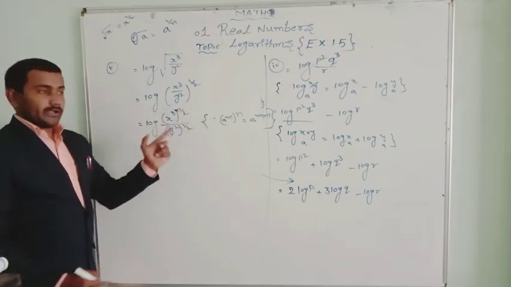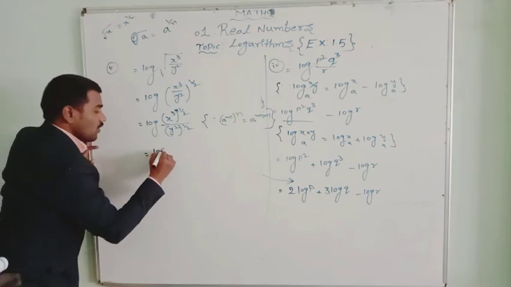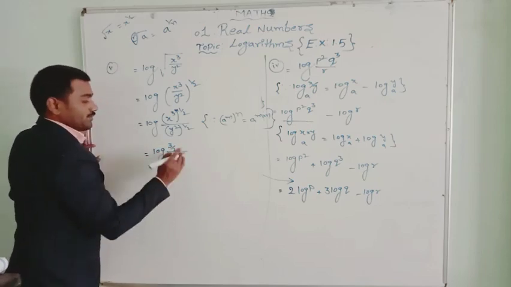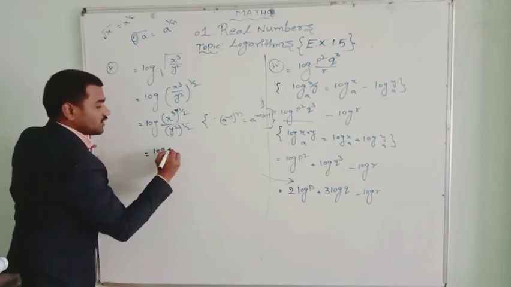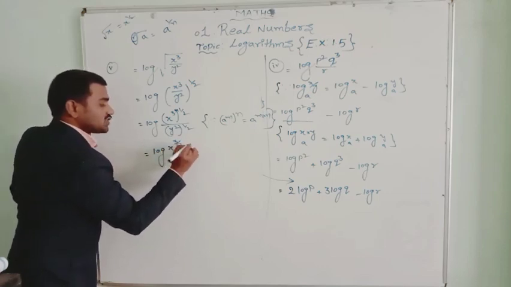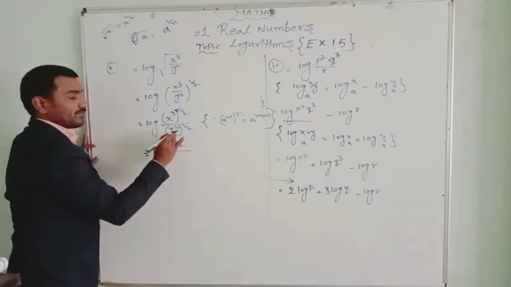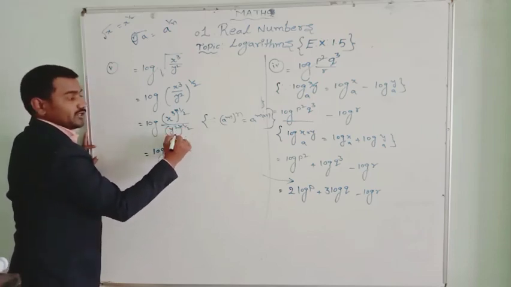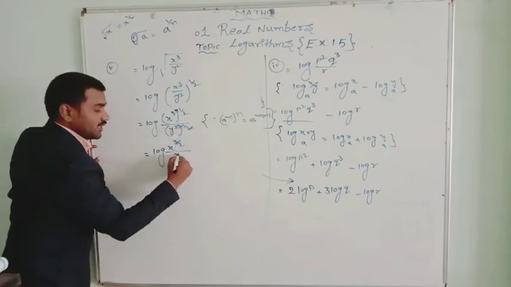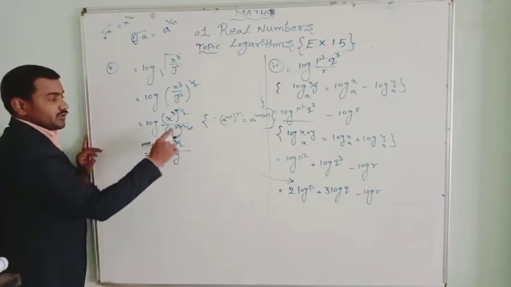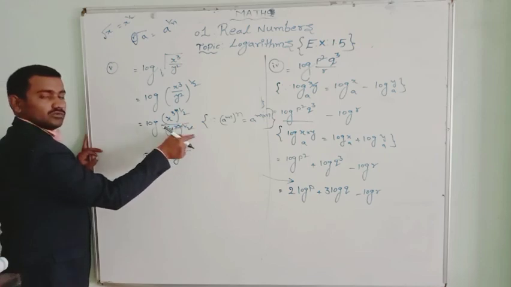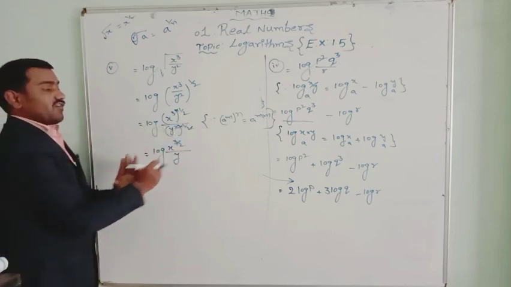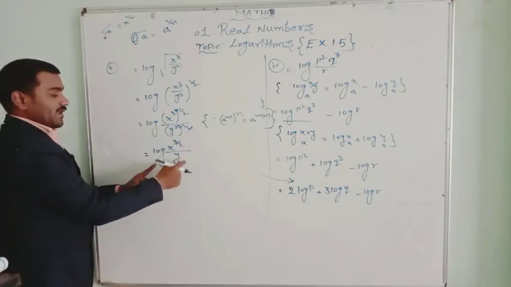3 into 1 by 2, 3 by 2. Let us write log 3 by 2, or log x to the power of 3 by 2, over y, 2 into 1 by 2. This 2 and this 2 get cancelled. Only y will be left here. 2 into 1 by 2, 2 by 2 will give us only 1. So we do not have to write much. Now it is in the form of log x by y.